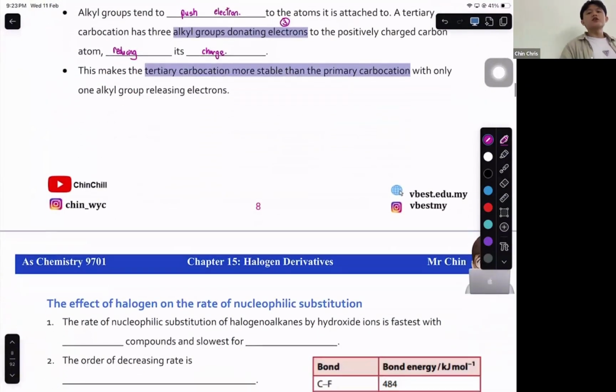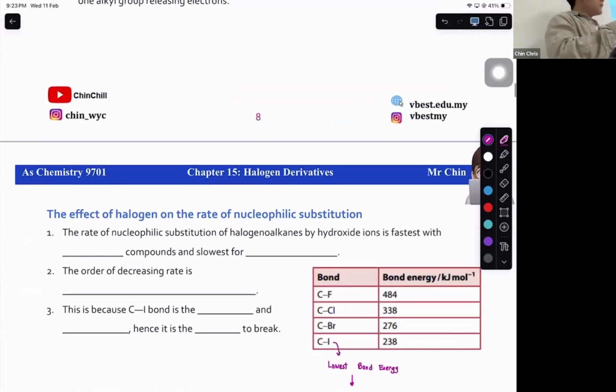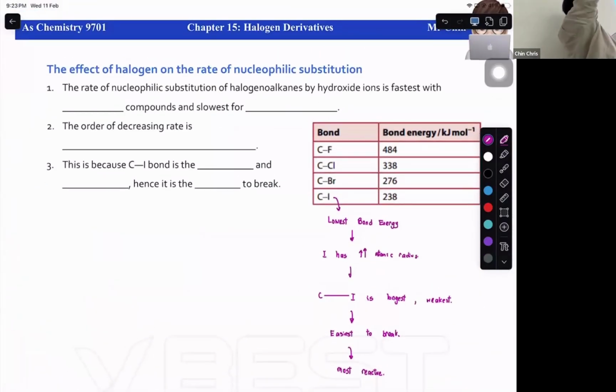Alright guys, let's go. The effect of halogen on the rate of nucleophilic substitution: the rate of nucleophilic substitution of halogenoalkane by hydroxide is always the fastest with iodide and slowest for F. So the decreasing rate is C-I is the fastest, then C-Br, then C-Cl, and slowest is C-F. Why? Because C-I is longest and weakest, and is the easiest to break. Done.